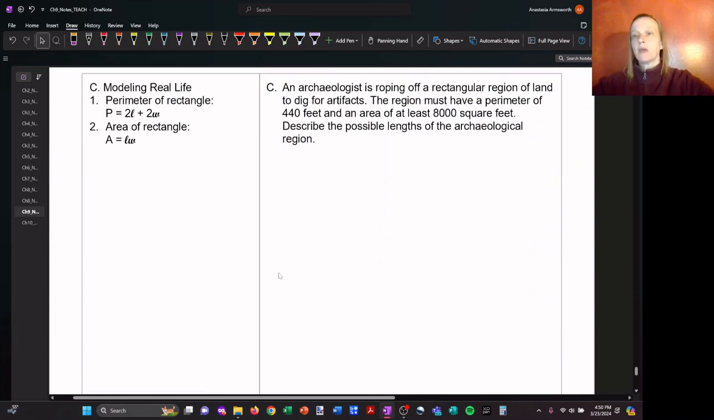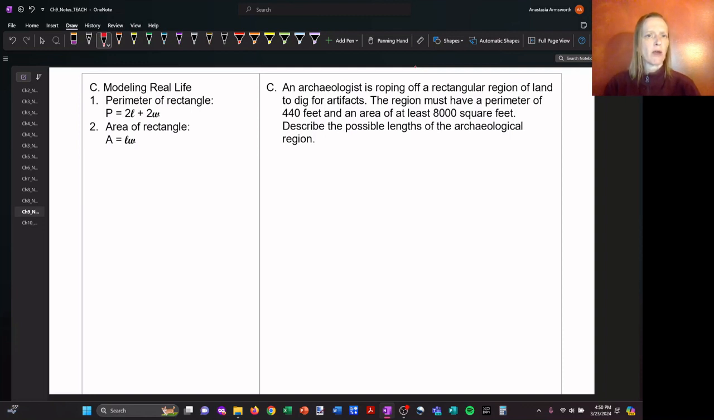Why would this be useful? What's a real world example of why we might solve a quadratic inequality like this? Well, in this example, an archaeologist is going to rope off a rectangular region of land to dig for artifacts. The region must have a perimeter of 440 feet. Maybe that's how long his rope is.